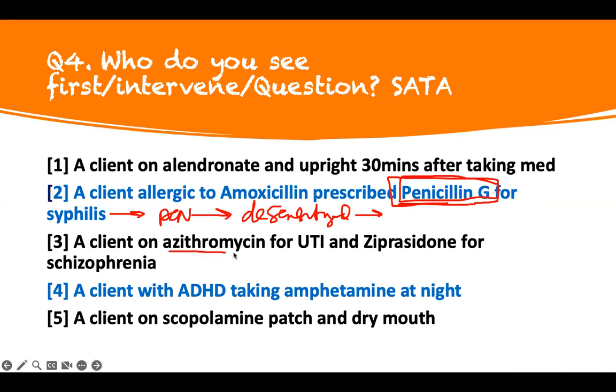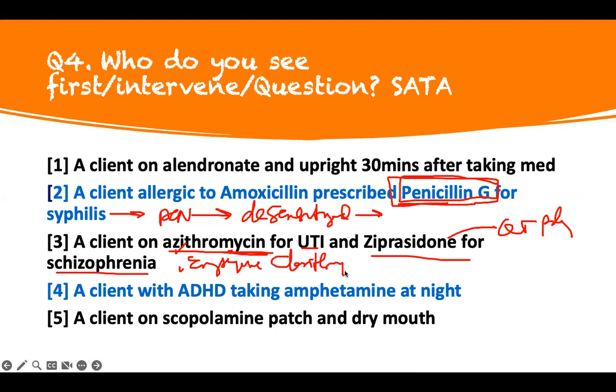A client on azithromycin for UTI and ziprasidone for schizophrenia. You know what I'm leading you to. We know ziprasidone causes QT prolongation, right? Guess what? All the mycins, there's three of them, the macrolides: azithromycin, erythromycin, and clarithromycin. These three also cause QT prolongation.